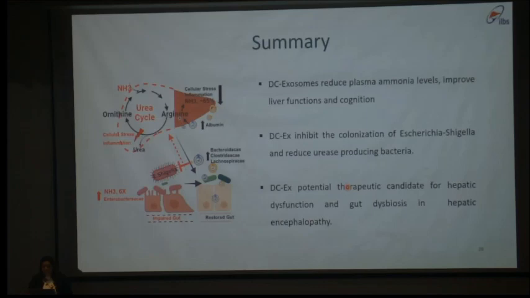So to summarize, carrot exosomes reduce plasma ammonia levels and improve liver function and cognition. They inhibit the colonization of Escherichia shigella and reduce the urease producing bacteria. They are potential therapeutic candidates for hepatic dysfunction, gut dysbiosis, and hepatic encephalopathy.